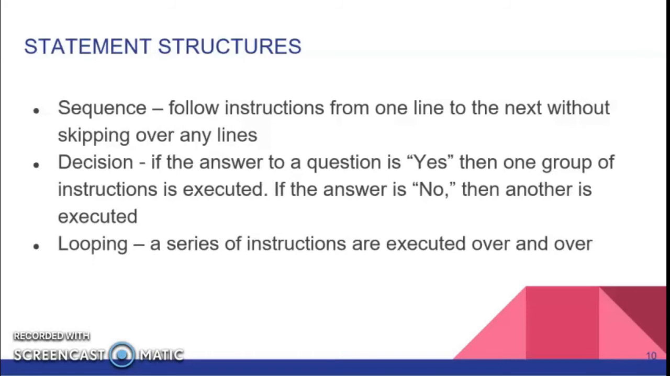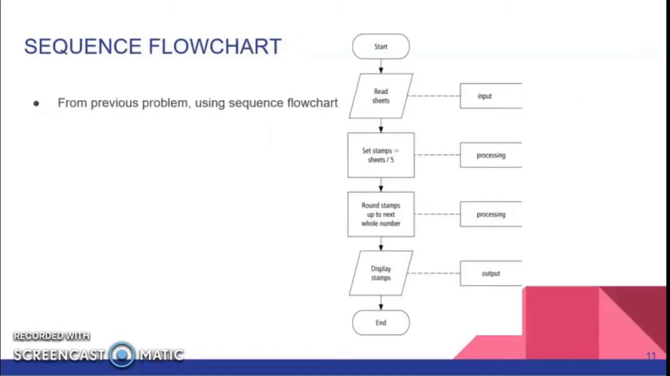Sequence, follow instructions from one line to the next without skipping over any lines. Decision, if the answer to a question is yes, then one group of instructions is executed. If the answer is no, then another is executed. Looping, a series of instructions are executed over and over.